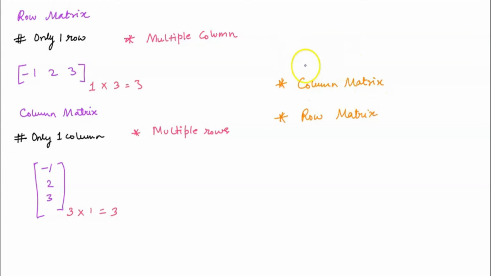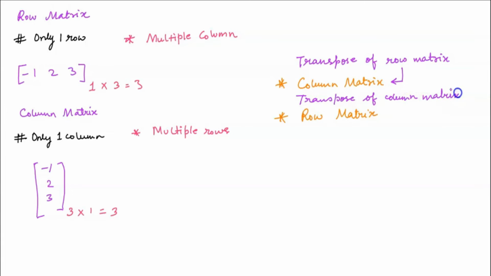So what I just told, that the transpose of a row matrix is nothing but the column matrix and the transpose of a column matrix is nothing but the row matrix. So I hope you have understood the concept till here. Now we will be moving on and covering some other basic concepts. So let's see what it is. Now we will be covering the square matrix.